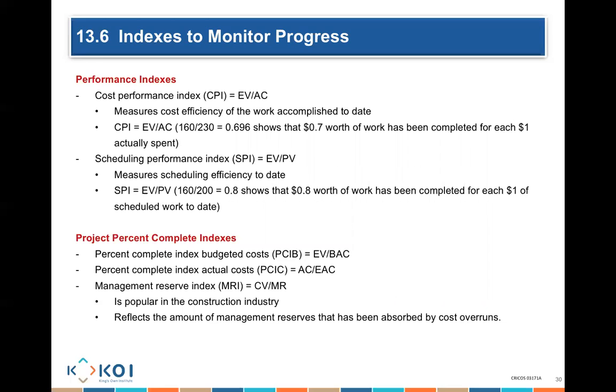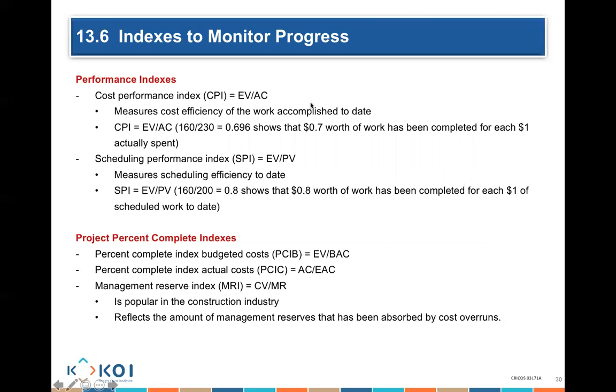For every $1, I'm doing 0.7 worth of work. Am I over budget or under budget? Under budget. If I spend $1, I need to complete $1. If I'm completing less than $1, that means I am behind budget. Does that make sense? Yeah.